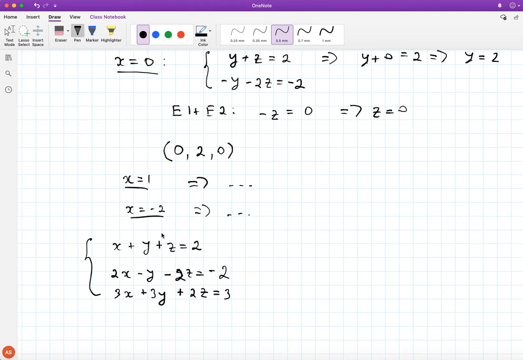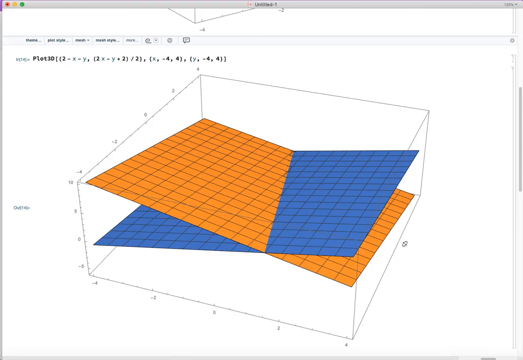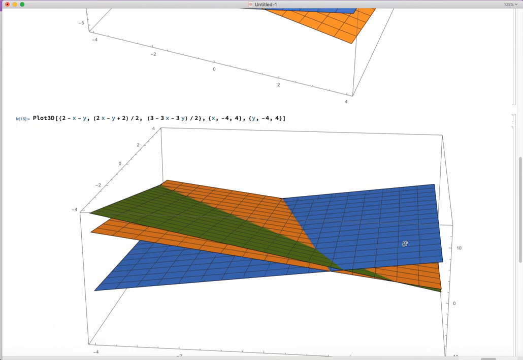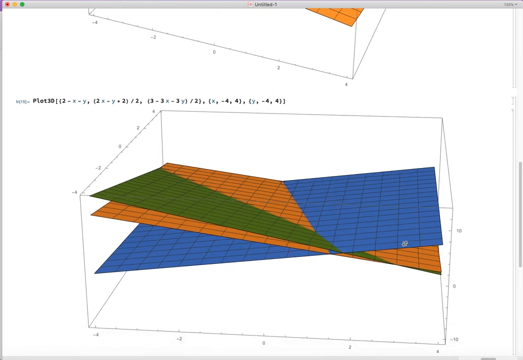And again, looking at the graphic representation of the system gives us a lot of insight into what we should expect about solutions. Let's look at the graphs of these equations. In the next picture, I added the third plane, the graph of the third equation. And so now we have an orange, a blue, and a green plane. The blue and the orange planes intersect along a line, and that line meets the green plane at a single point.